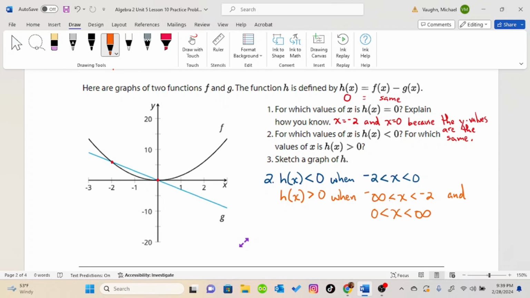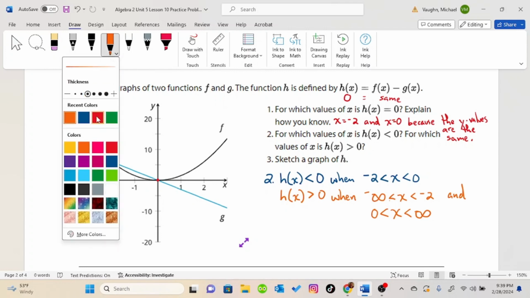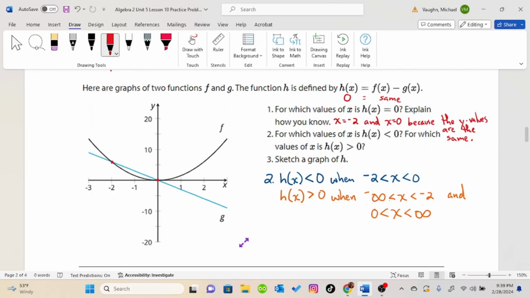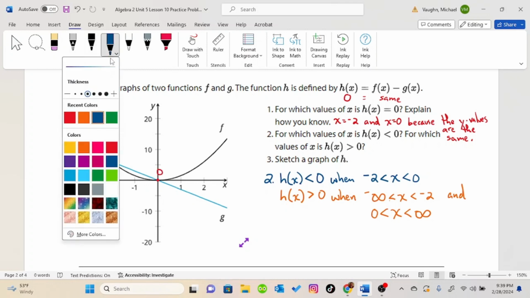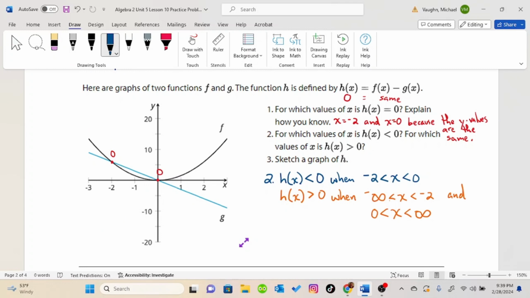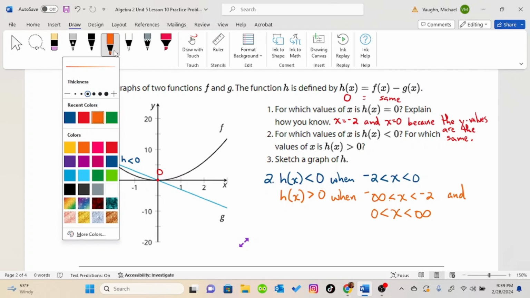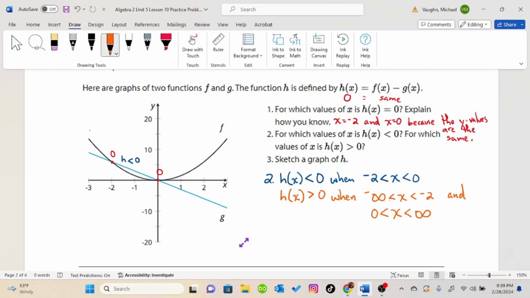So if we look at this, it's 0 at the points where they cross. It's less than 0 in the middle. And it's greater than 0 on the ends.